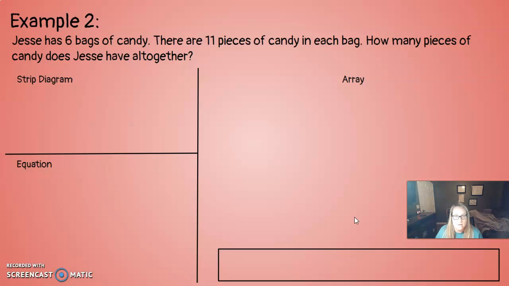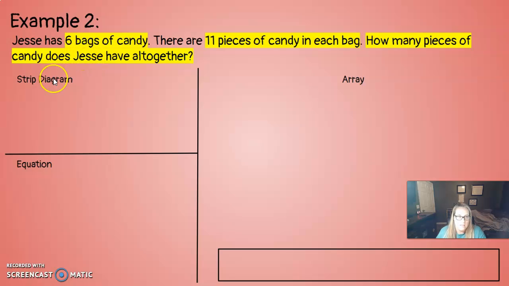Now, remember the very first step I have to do? That's right. I have to read the problem again, and I have to find all of that important information. So let's do that. Jessie has 6 bags of candy. That's important. There are 11 pieces of candy in each bag. That's also important, so I'm going to highlight it. How many pieces of candy does Jessie have altogether? That's what I'm looking for, so that's important to have.